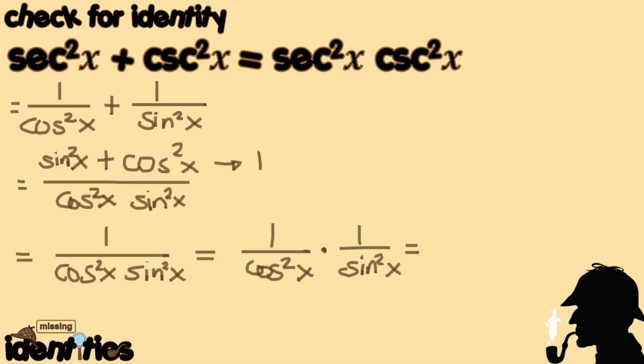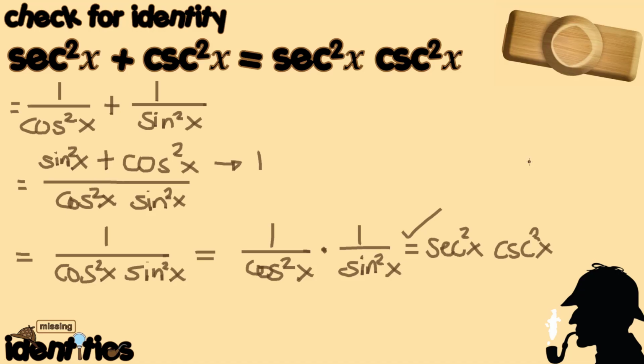And with this, 1 over cosine squared x is simply secant squared x, and 1 over sine squared x is cosecant squared x. In short, we have verified that the given identity on the left hand side is just the same as the identity on the right hand side from this given case. This case for missing identity is now closed.